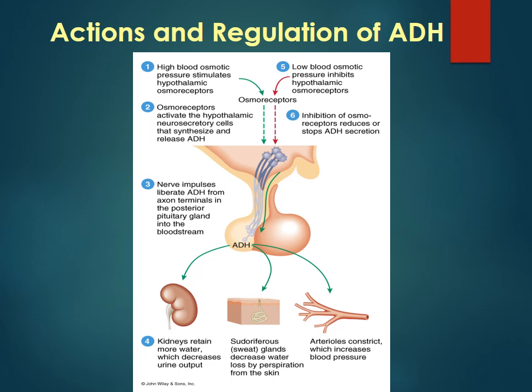Number 5, how about if there is low blood osmotic pressure? So if there is low blood osmotic pressure, it inhibits hypothalamic osmoreceptors. So inhibition of osmoreceptors reduces or stops ADH secretion.